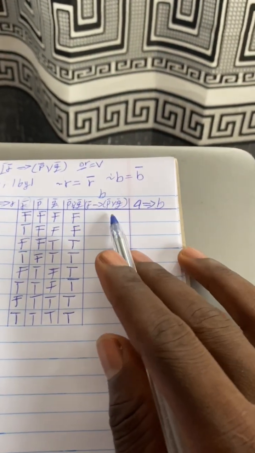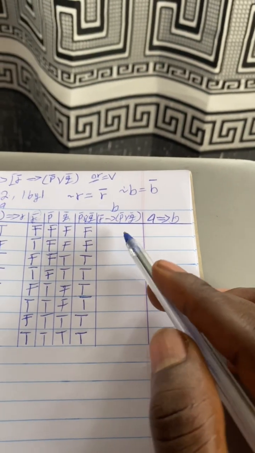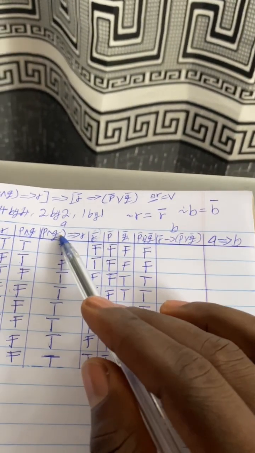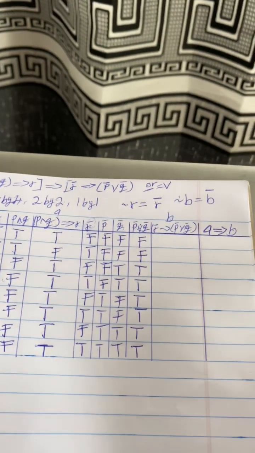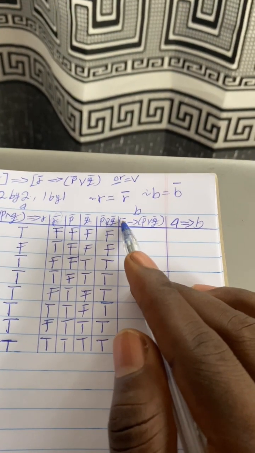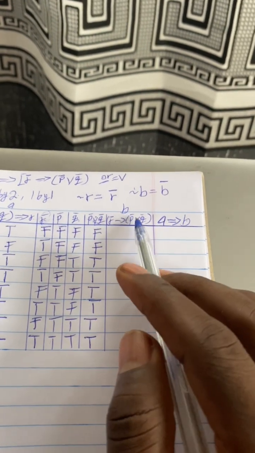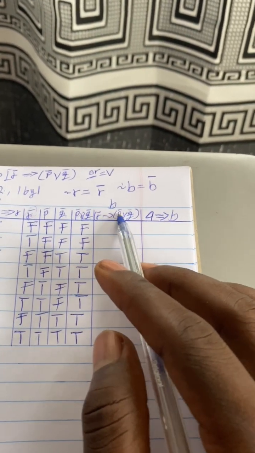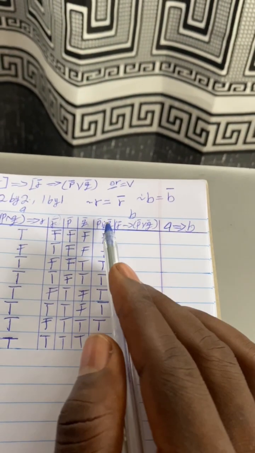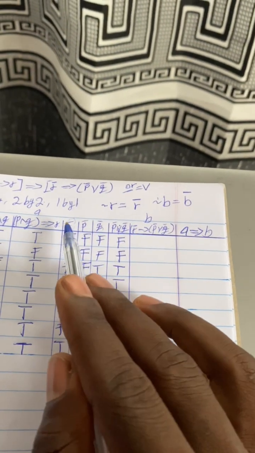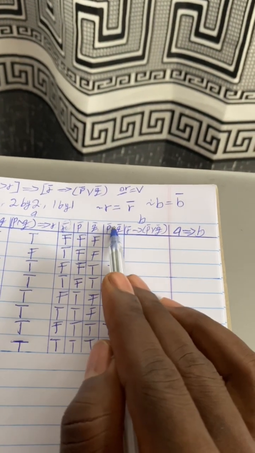So let's come here. This is also the same as this. This is the same as this, but we will use negative R or not R implies not P or not Q. That's here and here. We use this option and this option.